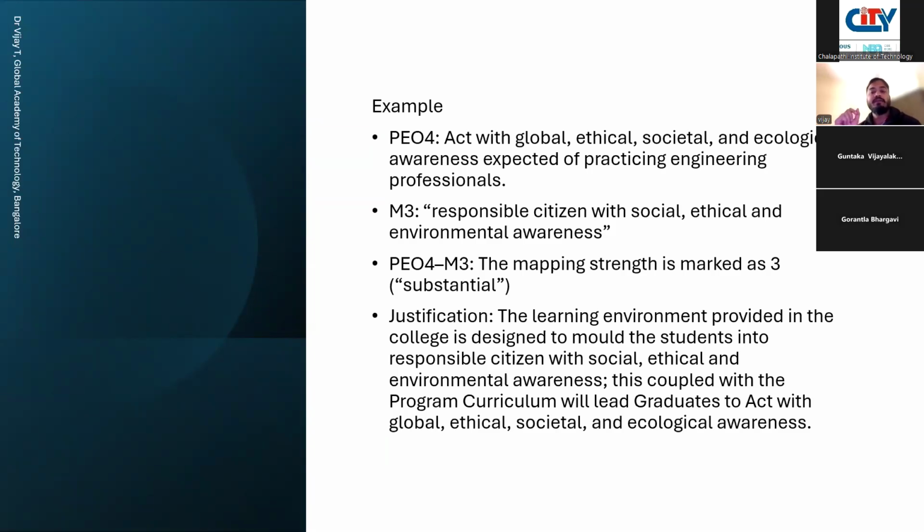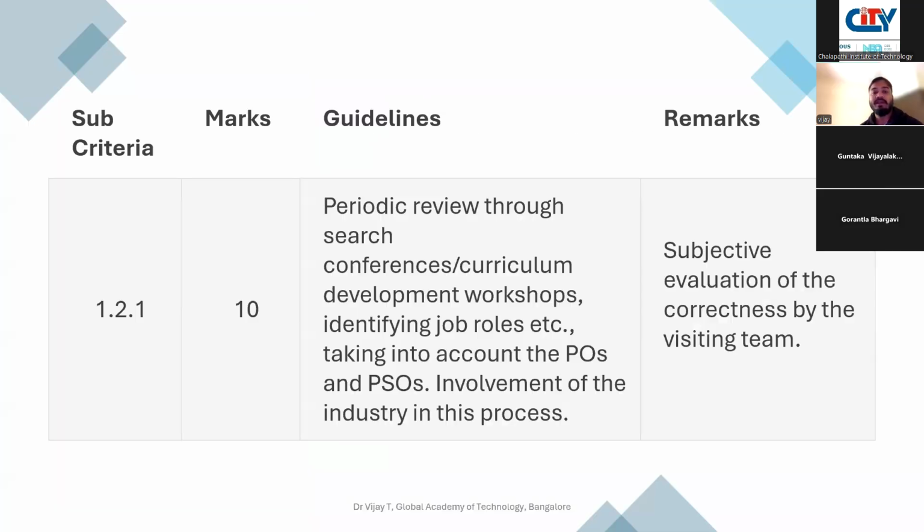The learning environment provided in the college is designed to mold the students into responsible citizens with social, ethical, and environmental awareness. This, coupled with program curriculum, will lead graduates to act with global, ethical, societal, and ecological awareness. So this verbal text, whatever you are going to use, has to be highlighted both in your PEOs and mission statements, and in the justification also. Those words have to be reflected at a very high level.